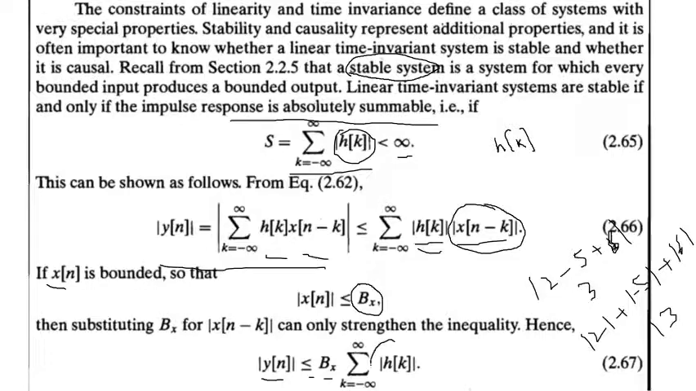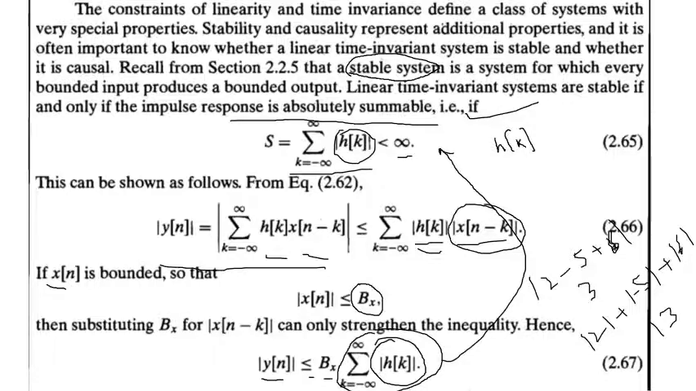So the only thing I need to care about is the formula that is left behind. This is the same thing which is here, that the input is bounded. The only thing that we need to care about is that the impulse response is bounded. So if the impulse response is less than infinity, the system will be stable.